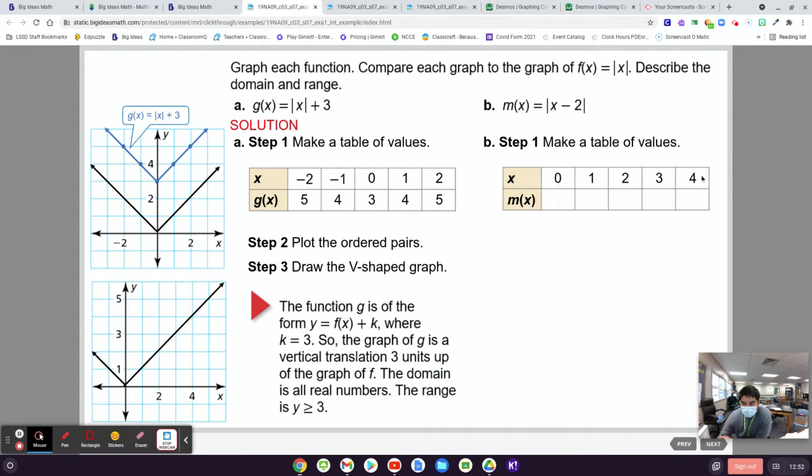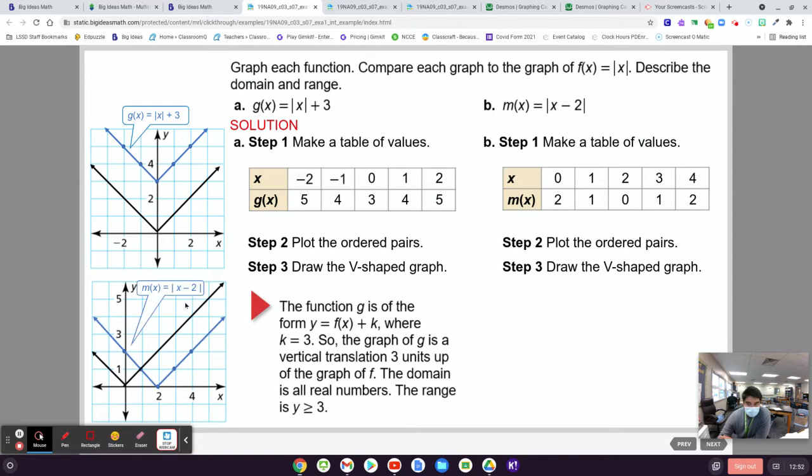With these x values, these inputs, let's go ahead and see what our outputs are going to be. M of 0 is 2 because the absolute value of 0 minus 2 is the absolute value of -2, which is 2. M of 1 is 1 because the absolute value of 1 minus 2 is the absolute value of -1, which is 1. M of 2 is 0. M of 3 is 1, and then M of 4 is 2. And so once again, you plot these ordered pairs onto the coordinate grid, and then you kind of connect the dots, and it looks like this.